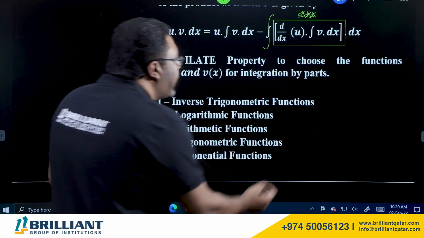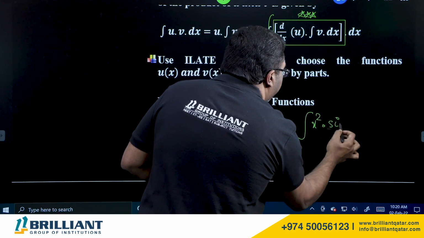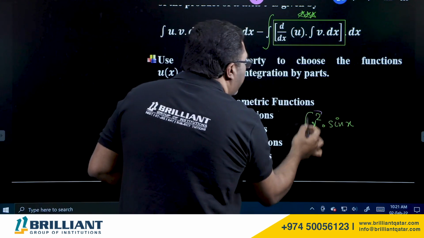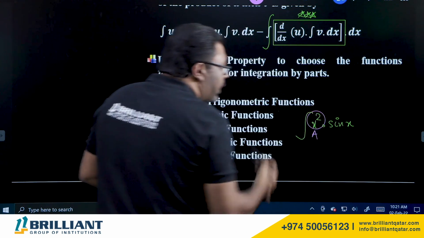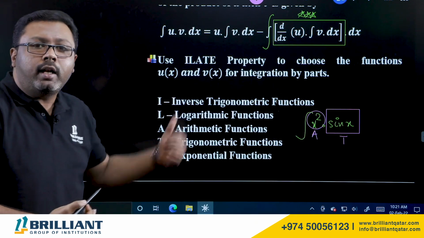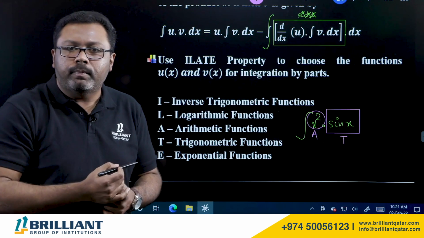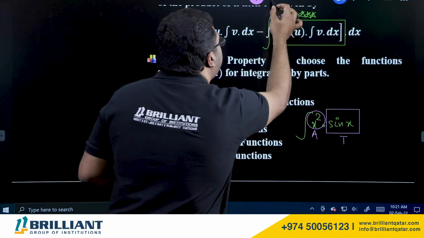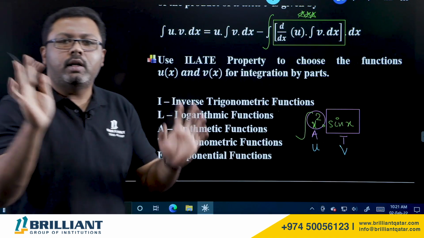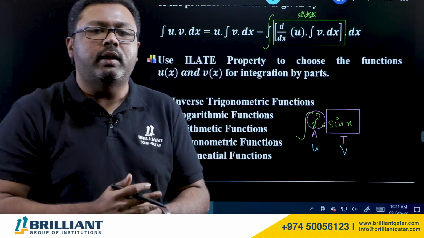For example, I am trying to integrate 2 functions. One is x squared and the other one is a trigonometric function sin x. It is pretty clear that the x squared form that you see over here is the algebraic form, and the sin x that you see over here is the trigonometric form. And in this order of ILATE, I-L-A-T-E, A comes before T. So we will consider A as your first function u and T as your second function v. Very simple rule. If you know this and the basic integration properties, then it is very easy to integrate this.